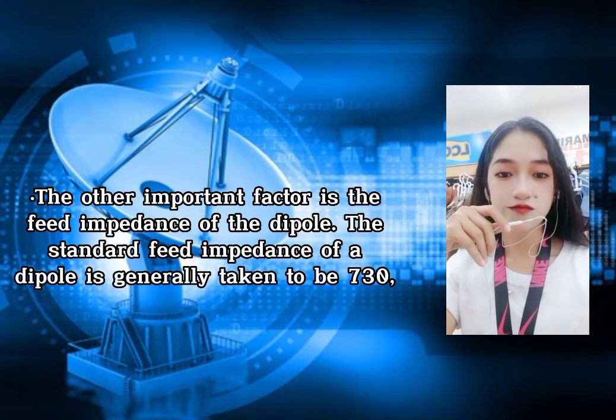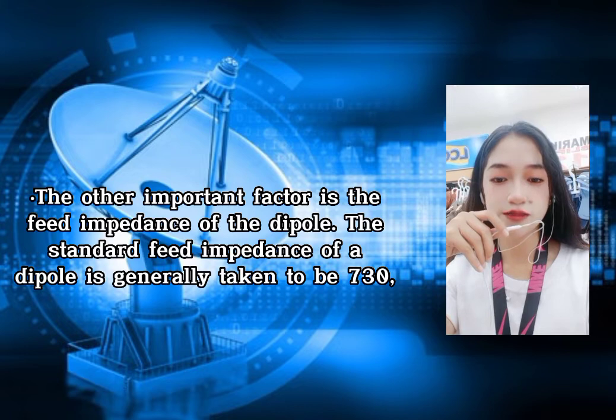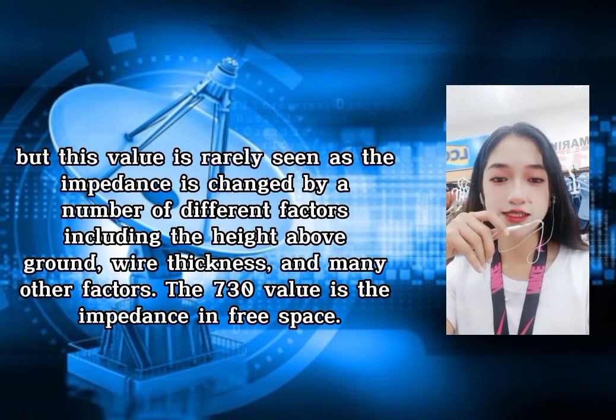The other important factor is the feed impedance of the dipole. The standard feed impedance of a dipole is generally taken to be 73 ohms. But this value is really seen as the impedance is changed by a number of different factors, including the height above ground, wire thickness, and many other factors. The 73 ohm value is the impedance in free space.